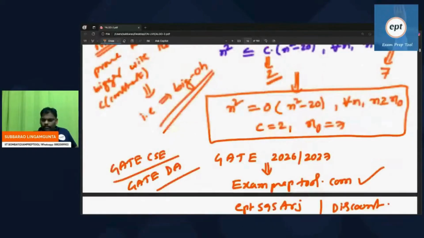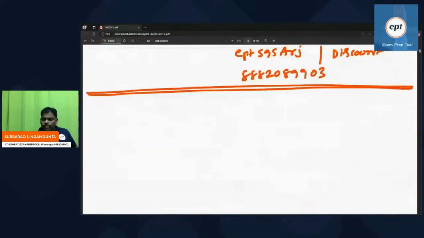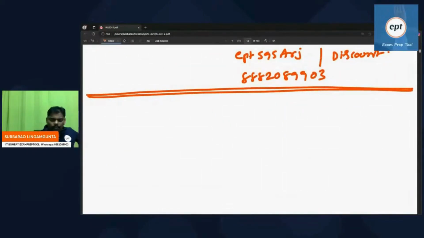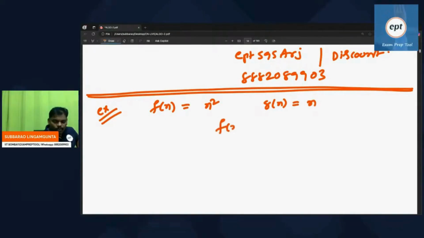Yeah, perfect. Now let's move to the next one. One more problem. F of n is equal to n square, g of n is equal to n. Then I want to prove f of n is big O of g of n.